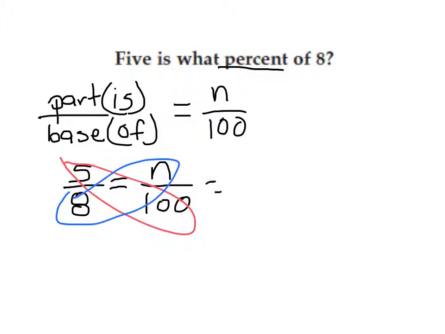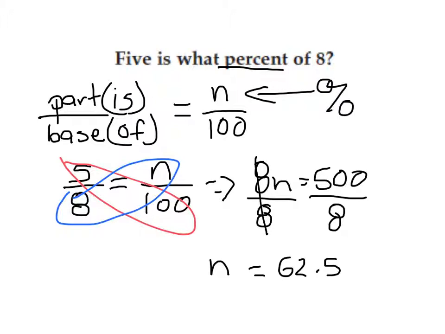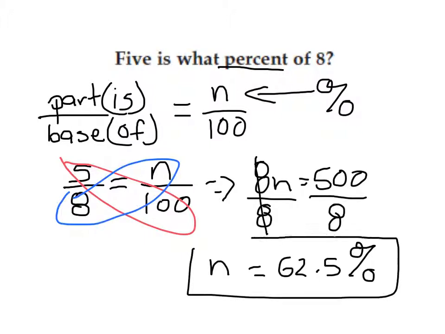This is going to give us an equation of 8n is equal to 500. Go ahead and divide both sides by 8 to get n all by itself. And when we take our calculator out and divide 500 by 8, we now know n is equal to 62.5. Because we're looking for the percent, we're going to add this to our answer, and to recognize that we'll use that percent symbol.